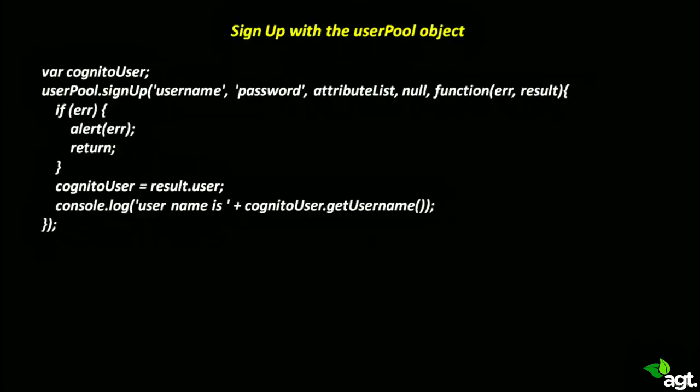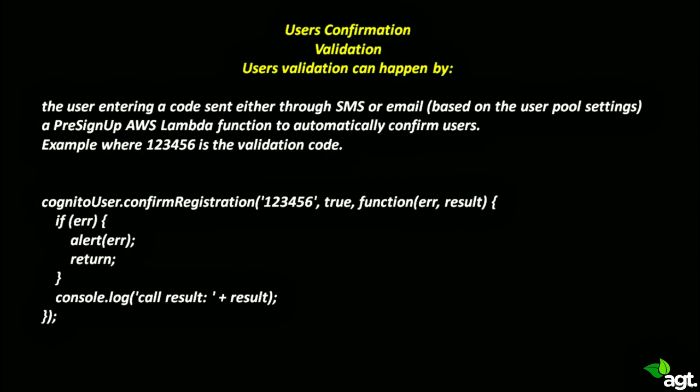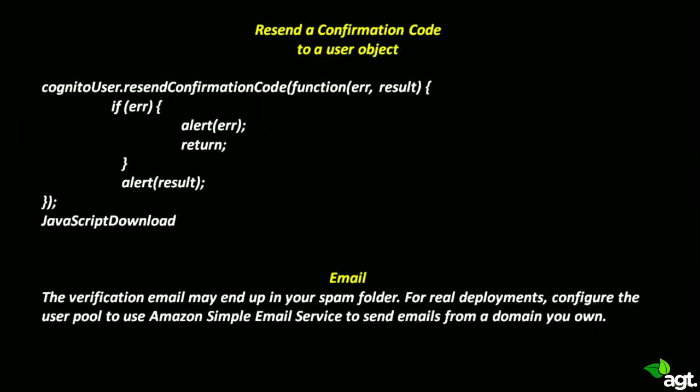You just need to understand about the validation. User validation can happen by the user entering the codes through either SMS or email, based on the user pool settings, and a pre-sign up AWS Lambda function can automatically confirm users. For example, 1 2 3 4 5 6 is the validation code, and you can also resend a confirmation code. So this is how to use your user object. This is a sample code.